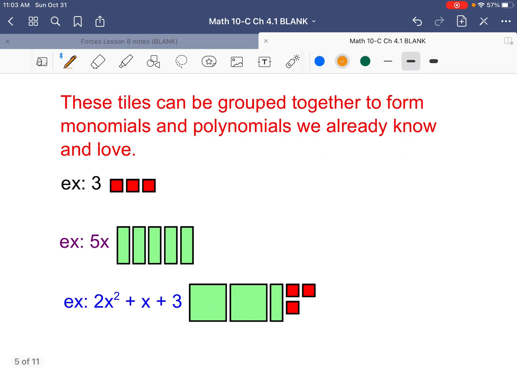Now, these tiles can be grouped together to form monomials and polynomials we already know and love. For example, 3, 5x, 2x squared plus x plus 3. This is x squared, another x squared, x, and 3. This is x, x, x, x, x, 1, 1, 1. Now I expect you to be able to count 2x squared plus x plus 3.